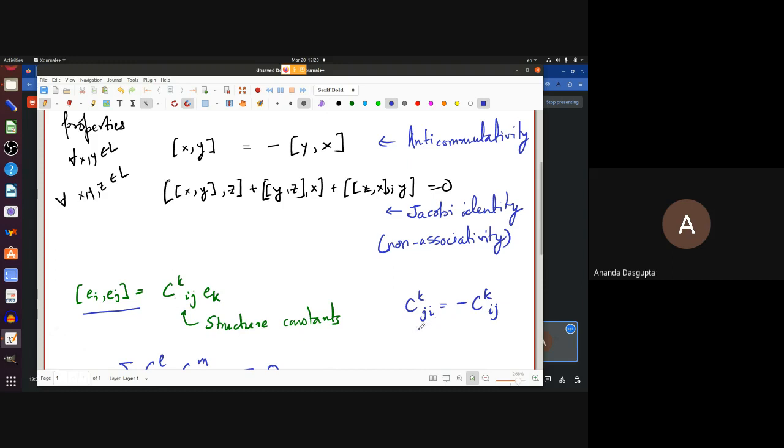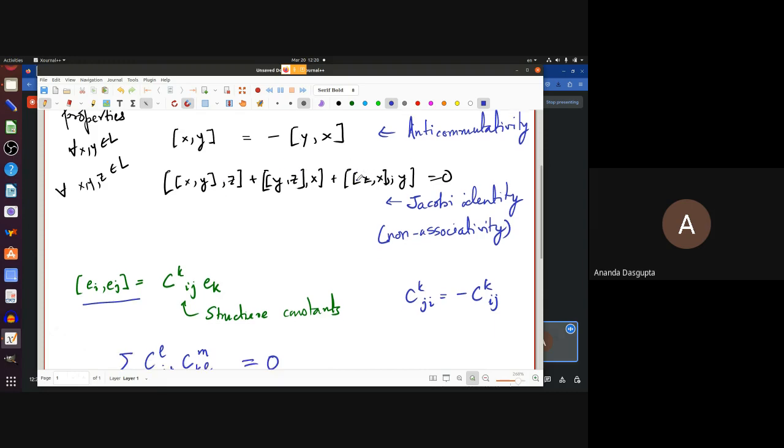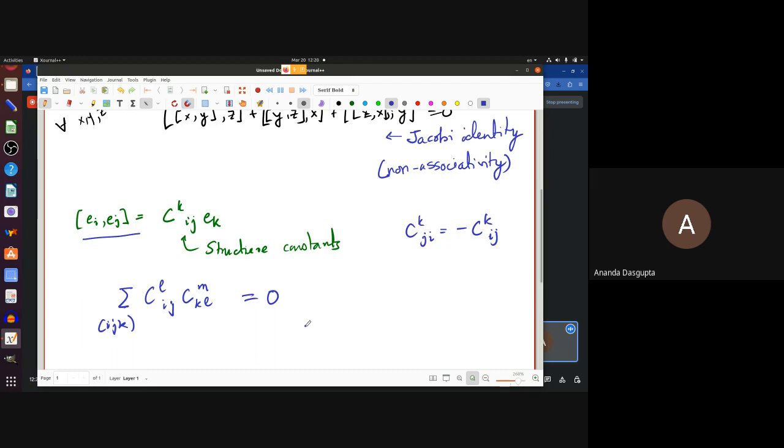And CKJI has to be minus CKIJ simply because of this anti-commutativity. Similarly, because of the Jacobi identity, you will have a relation which the structure constant must obey. Here I am introducing a slightly new notation. When you have a sum, like so far we did not write the sigma, right? Because we were assuming the summation convention. That's still in force. But this is something different.